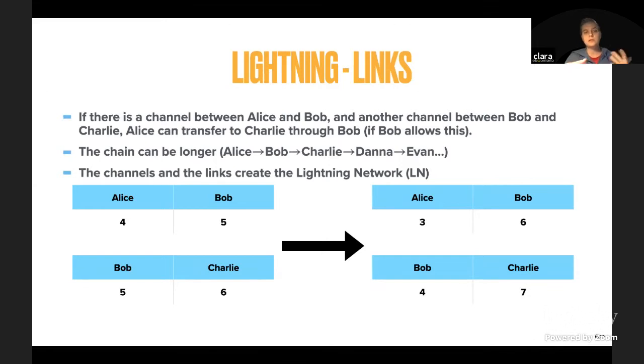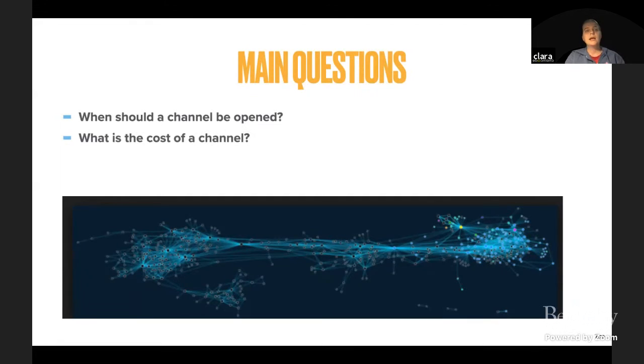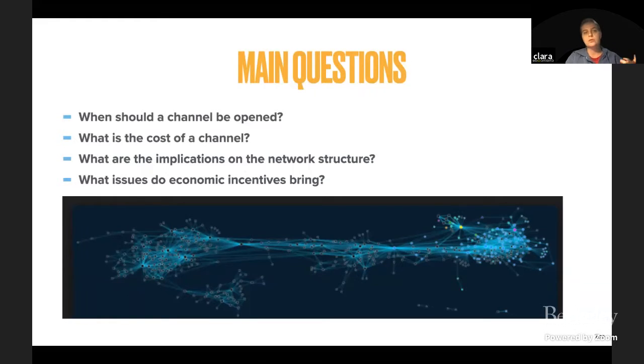Yeah, so in general, these channels and the links between them give rise to what we call the Lightning Network. Okay, so we have the basics done, and now we can go to the main questions that we were interested in when we were thinking about the economics of the Lightning Network. So a basic question is, when should a channel be opened? What's going to be the cost of the channel if we have decided that indeed we want to open one? What are the implications of these costs on the network? And what issues could the economic incentives bring to the Lightning Network in general? So we're going to go to some extent into each one of these questions.